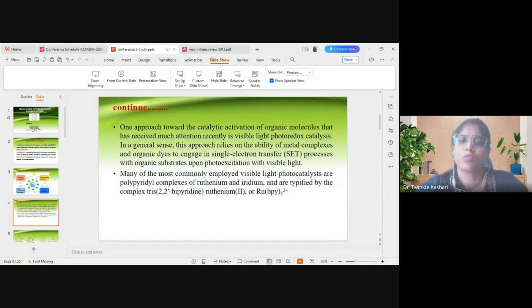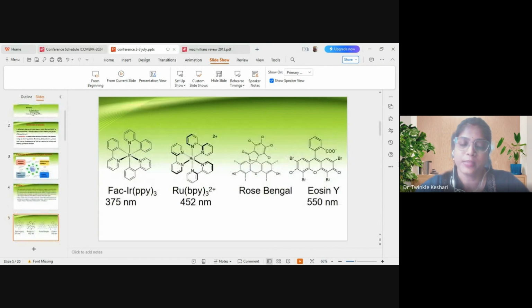Many of the most commonly employed visible light photocatalysts are polypyridyl complexes of ruthenium and iridium. Also, there are many dyes like rose bengal and eosin Y. These are the structures of the photoredox catalysts being used in visible light photocatalysis reactions for organic synthesis: facial iridium polypyridyl, the ruthenium salt of bipyridyl, rose bengal, and eosin Y. These two are dyes and the others are traditional metal complexes.